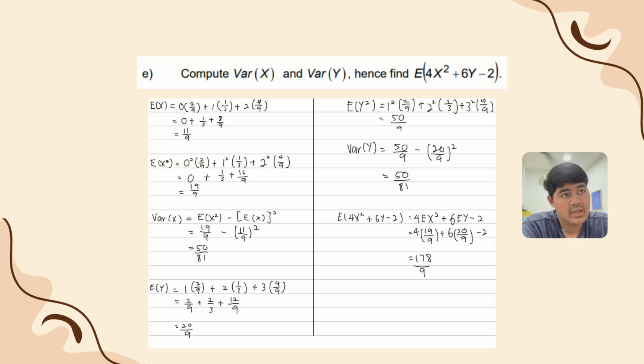So then we have to find E(4X² + 6Y − 2). For that equation, first we have to expand it, and then it will be 4E(X²) plus 6E(Y) minus 2. Our E(X²), we know, is 19 over 9, and our E(Y) is 20 over 9, and then minus 2. So our final answer for E(4X² + 6Y − 2) is 178 over 9. That's all from me. Thank you.